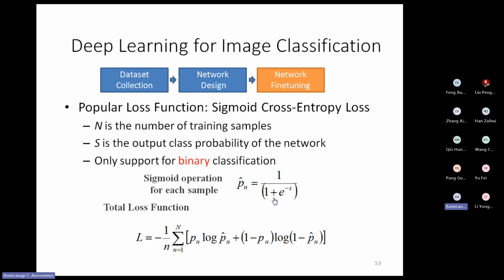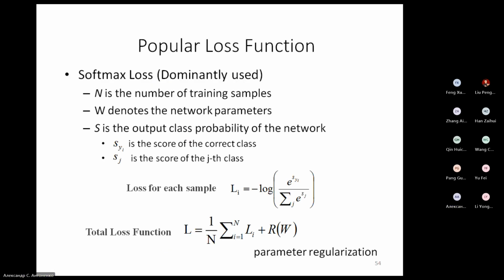So which loss function can we use? We can use sigmoid cross entropy loss, or we can use softmax loss. We already said something about softmax, but let's consider it in detail.